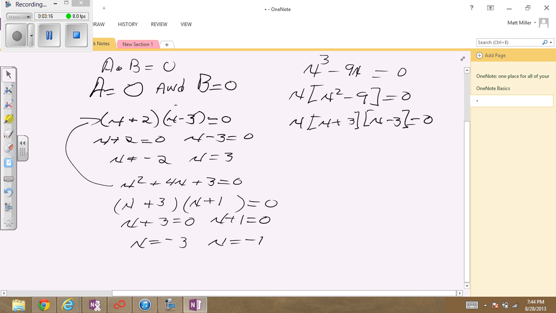Now we have three things equaling 0. No problem. X equals 0, that is a solution. X equals negative 3. And x equals positive 3. Three solutions. Highest power, 3. Three solutions. There is a connection.